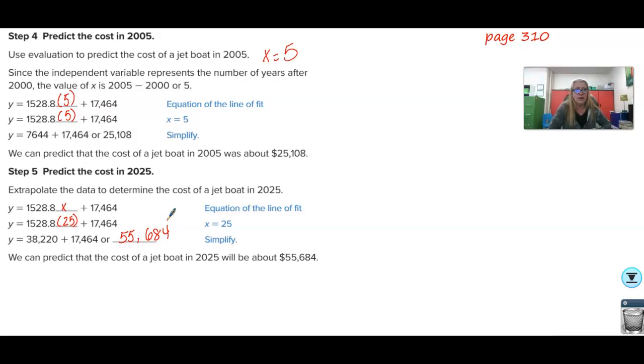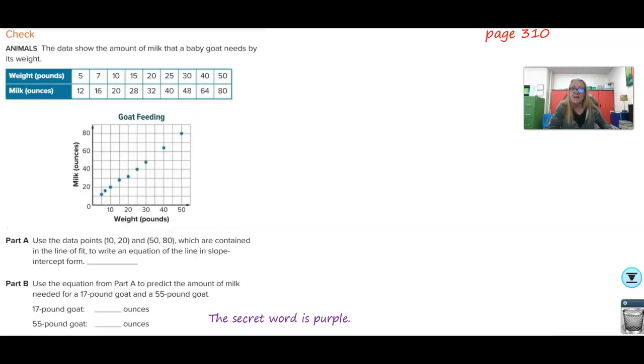If you guys are thinking that in 5 years you might be in the market for a jet boat, I hope you get a job in the math field so you make a lot of money. And I'm not talking about teaching math, I'm talking about like engineering and stuff. Okay, never mind. Okay, so here we have a check.